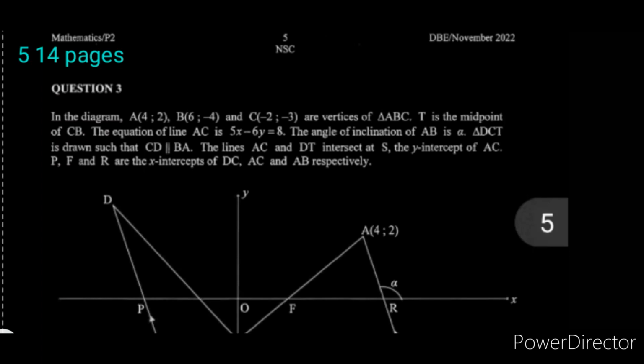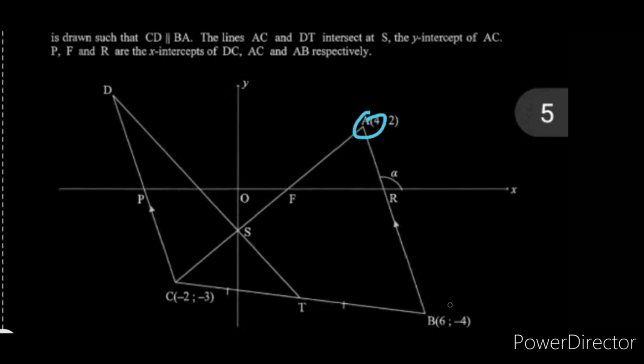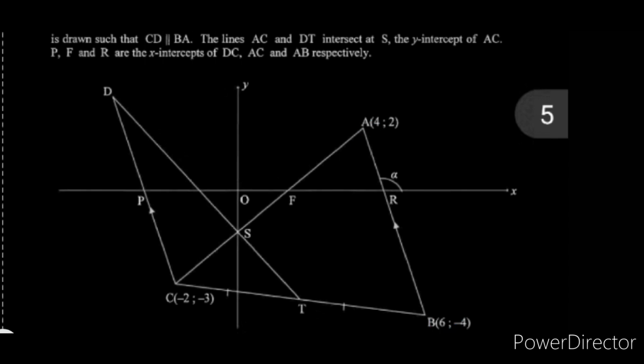Good day. Today we're going to deal with analytical geometry. So we're going to deal with a question paper, November 2022. It says that in the diagram, these 3 points are vertices of triangle ABC. So you are given these 3 points as vertices of this particular triangle.